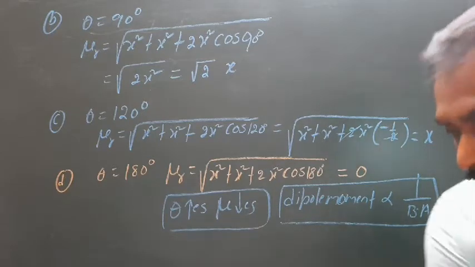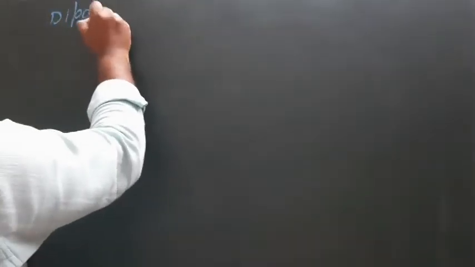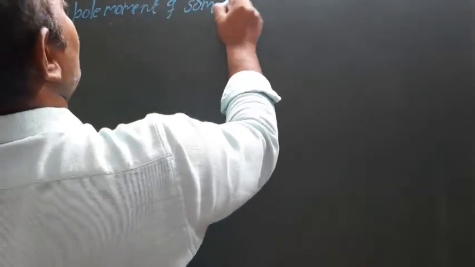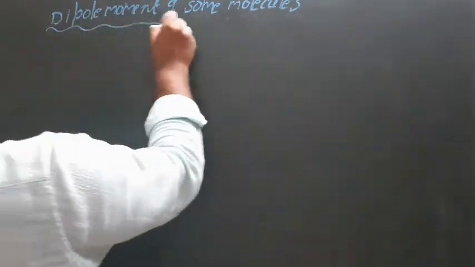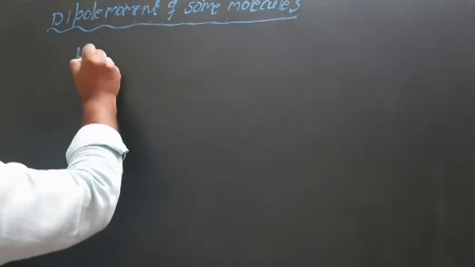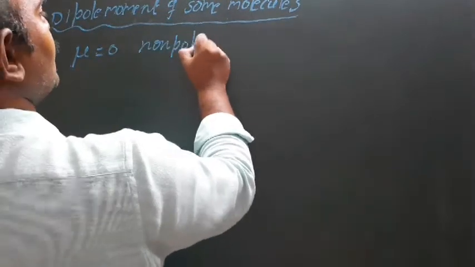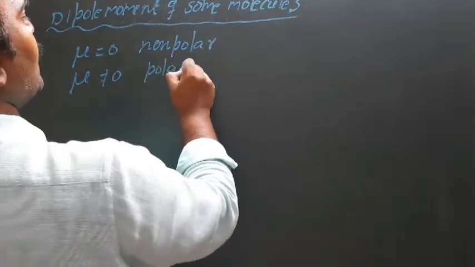Next, we are going to compare the dipole moment of some molecules. How it changes and what the values will be. First, I am taking this one. If mu is equal to 0, dipole moment is equal to 0, then the molecule is non-polar in nature. If mu is not equal to 0, then the molecule is polar in nature.